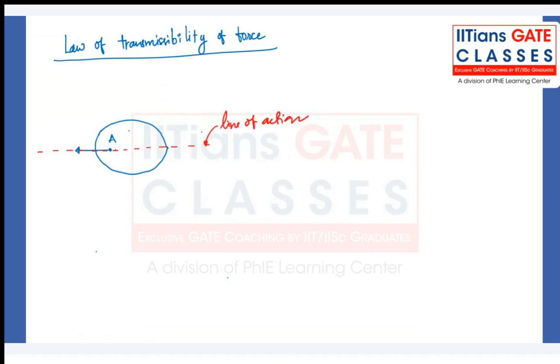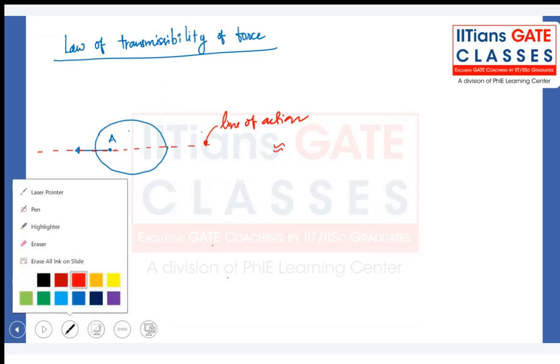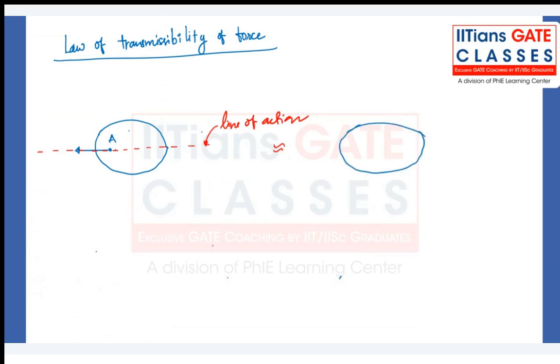Law of transmissibility of force states that the state of body remains unchanged if the force acting on the body is replaced by another force having the same magnitude and direction, but acting anywhere on the body along the line of action.